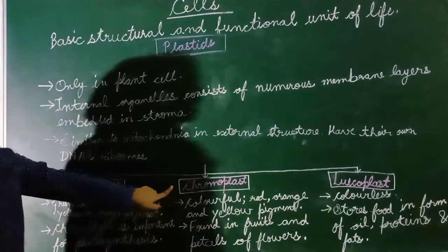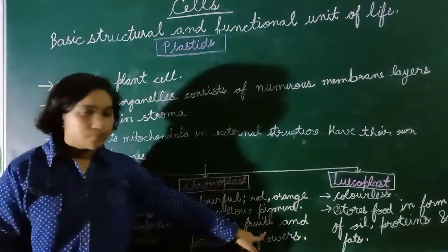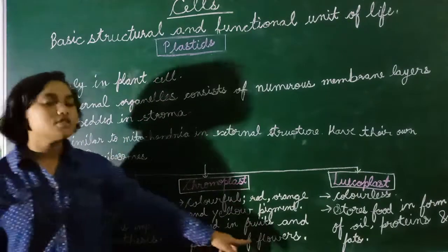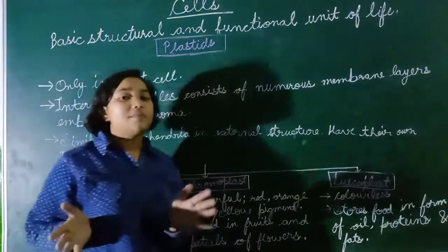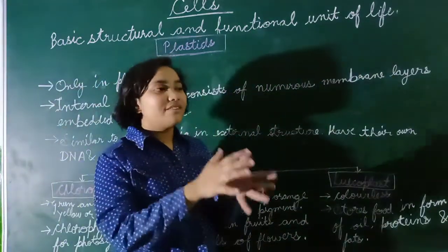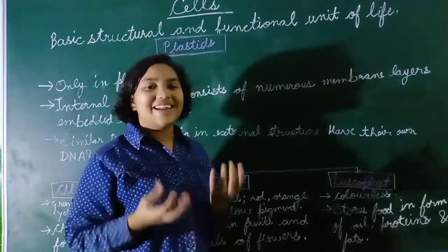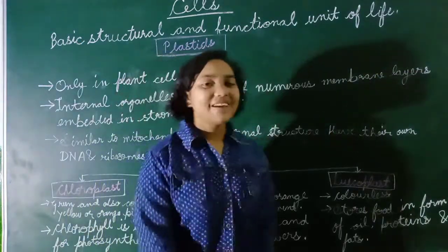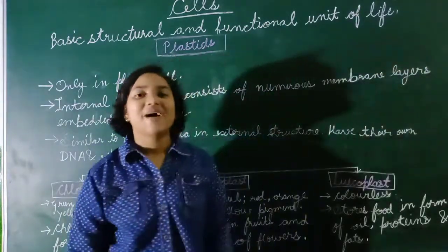So chromoplasts are found in fruits and petals of flowers, and that makes them very beautiful and very tasty fruits. So we can also enjoy them by eating.